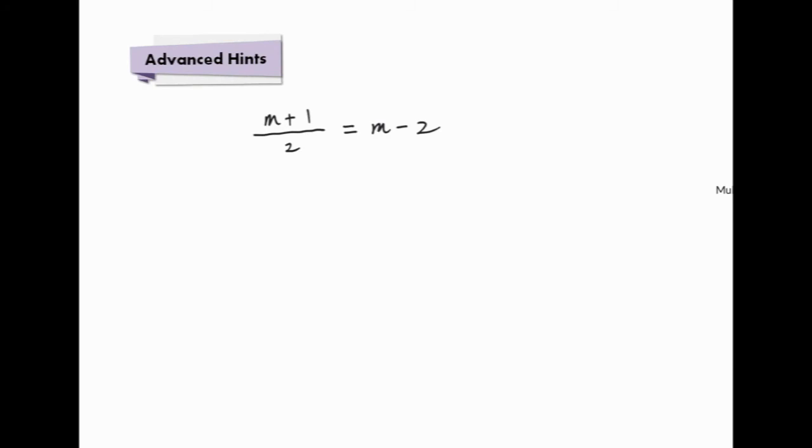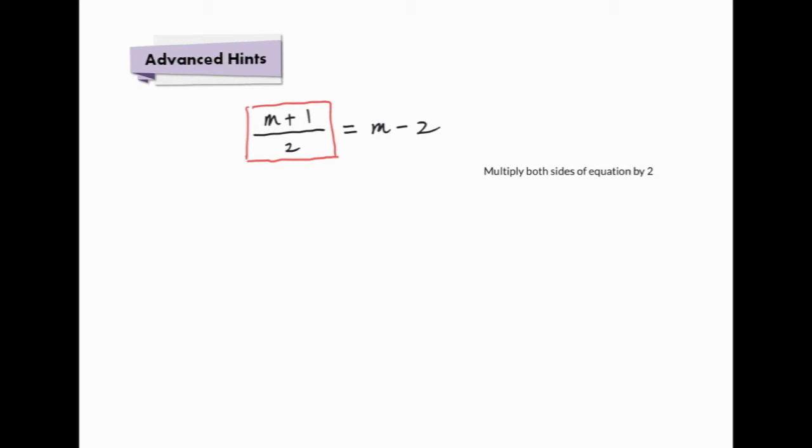Look at this equation. m plus 1 over 2 equals m minus 2. Note that the whole m plus 1 is divided by 2. It is fine to multiply the whole equation by one denominator only, doing the same thing as in our previous example. We multiply the whole equation by 2.